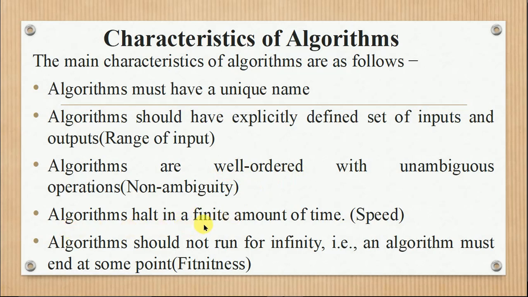And guys, you know that if you have executed a program, while executing it, it will not go on executing forever; it will stop or halt its execution in a specific time. So the amount of time taken for the execution of the algorithm is also one of the characteristics that should be included in the algorithm, which we consider as the speed of an algorithm.